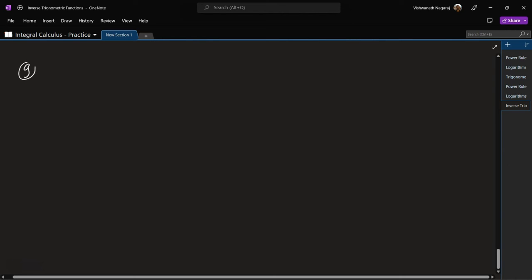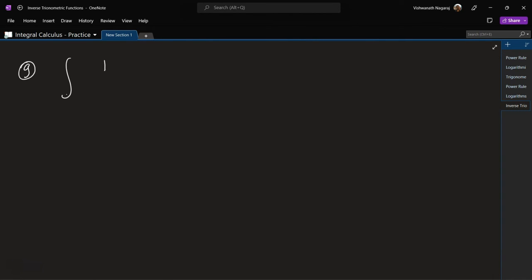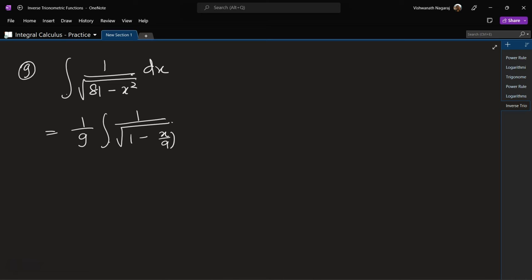Look at the ninth one. The ninth one is integral of 1 by square root of 81 minus x square dx. We need to take out that 81. So let's take it 1 by 9. We get 1 by square root of 1 minus x by 9 square dx.